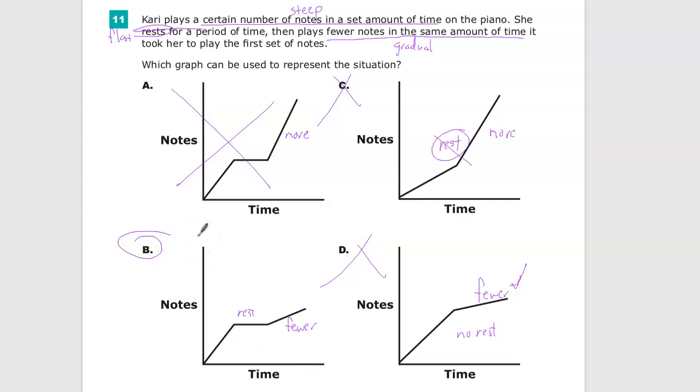When you see these types of questions, take a quick look at how the legend does things, and then also apply real-life reality. This is measuring time, whether she's playing notes or not. So if she's at a certain amount, this is total notes being played, you can assume that the time continues, so it continues to move forward. It just doesn't go up or down. And also, this isn't a situation where it would ever go down. So if you saw one that went down, that would make no sense. Once you play the notes, you can't take them back. They've been played. So there you go.